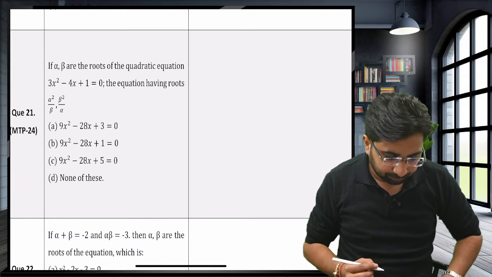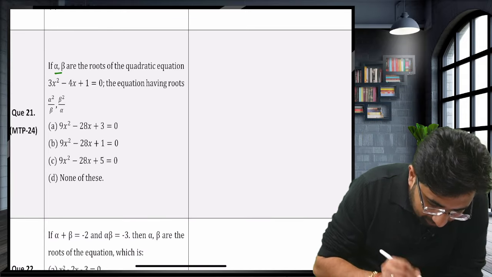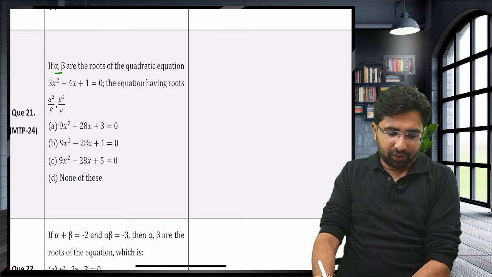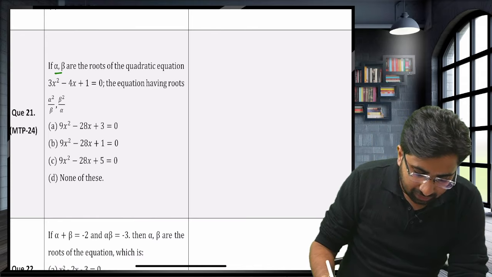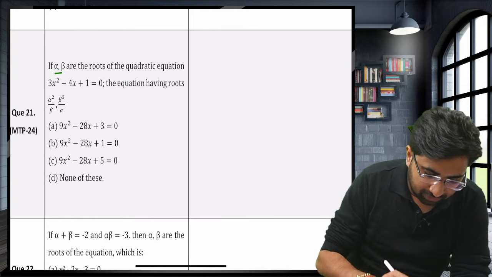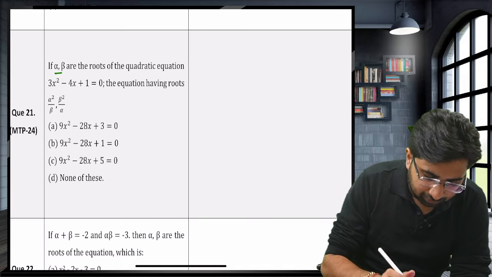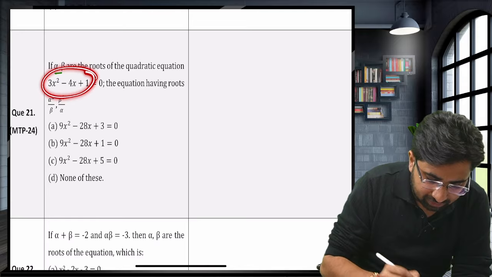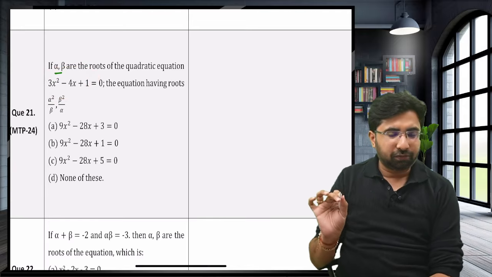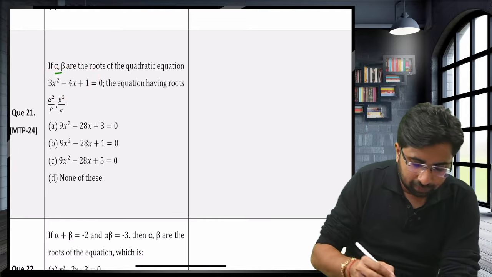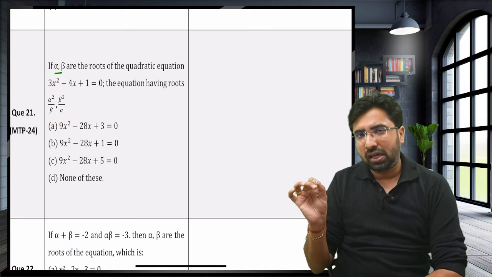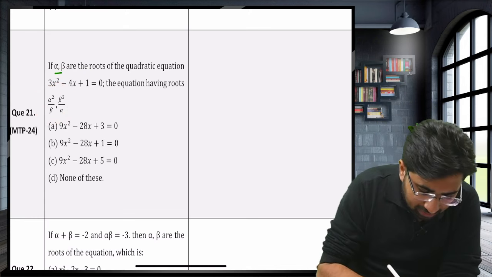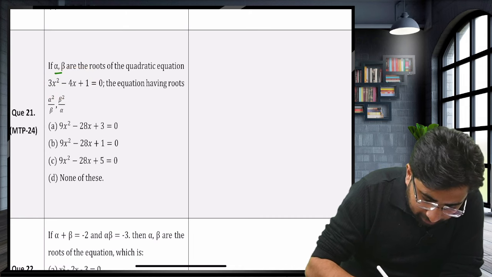Now see, alpha and beta are the roots of this equation. Find the equation having the roots given here. Let's try to factorize this and get the values of alpha and beta. If this is not factorizable, then I will go for another useful approach. Let's try to find the values of alpha and beta. I will use this much space to get the roots.